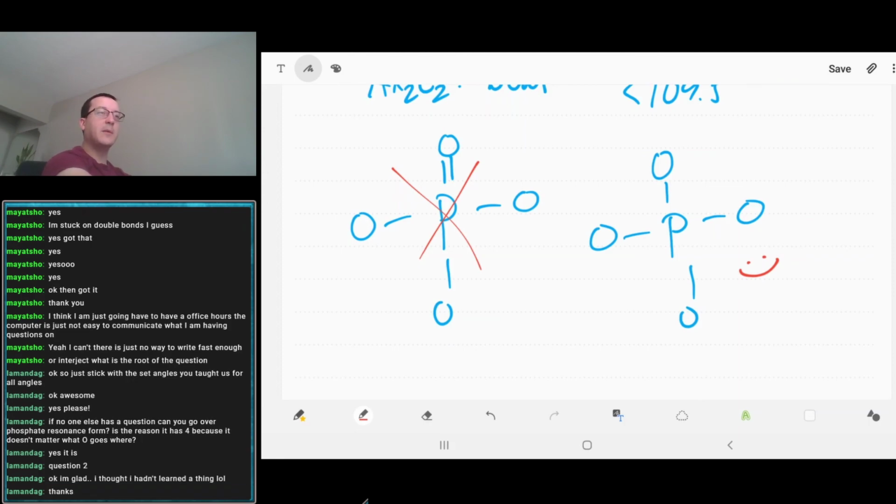Let me take a look at the key for this one real quick. I put the key up, but let me take a look at it just to make sure there's nothing that would be a problem. Okay, so you'll see that phosphate is drawn there in the key. You can keep it as all single bonds. I would not worry about that. Oh man, all the Lewis structures in here are more advanced.